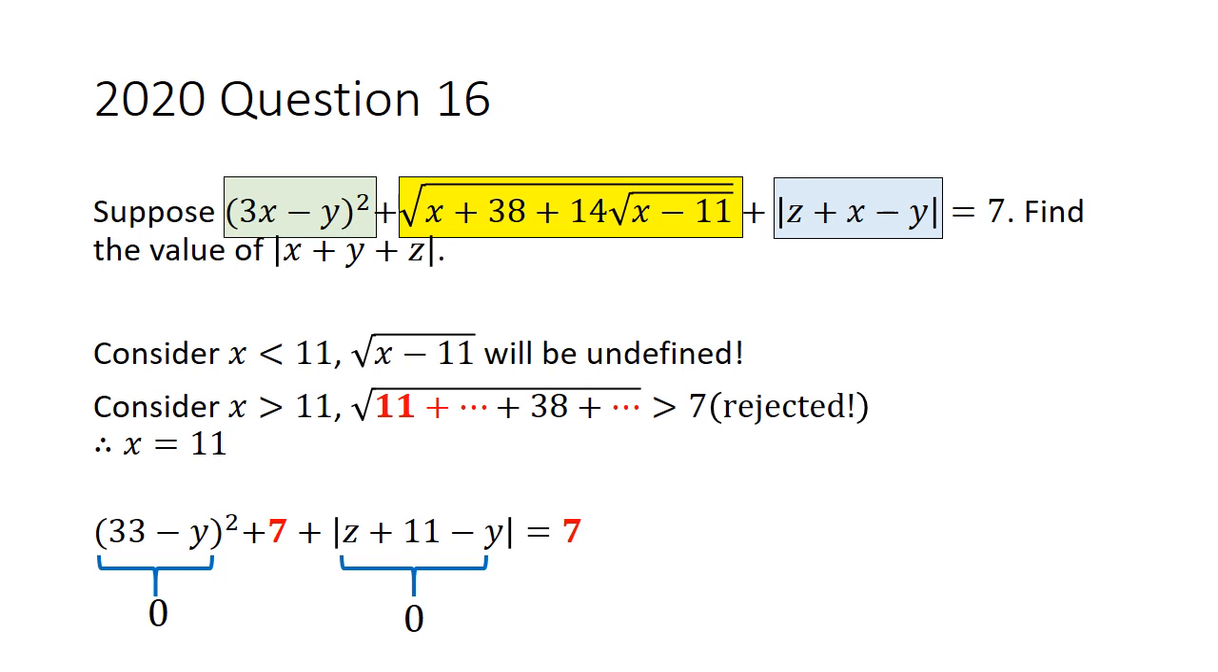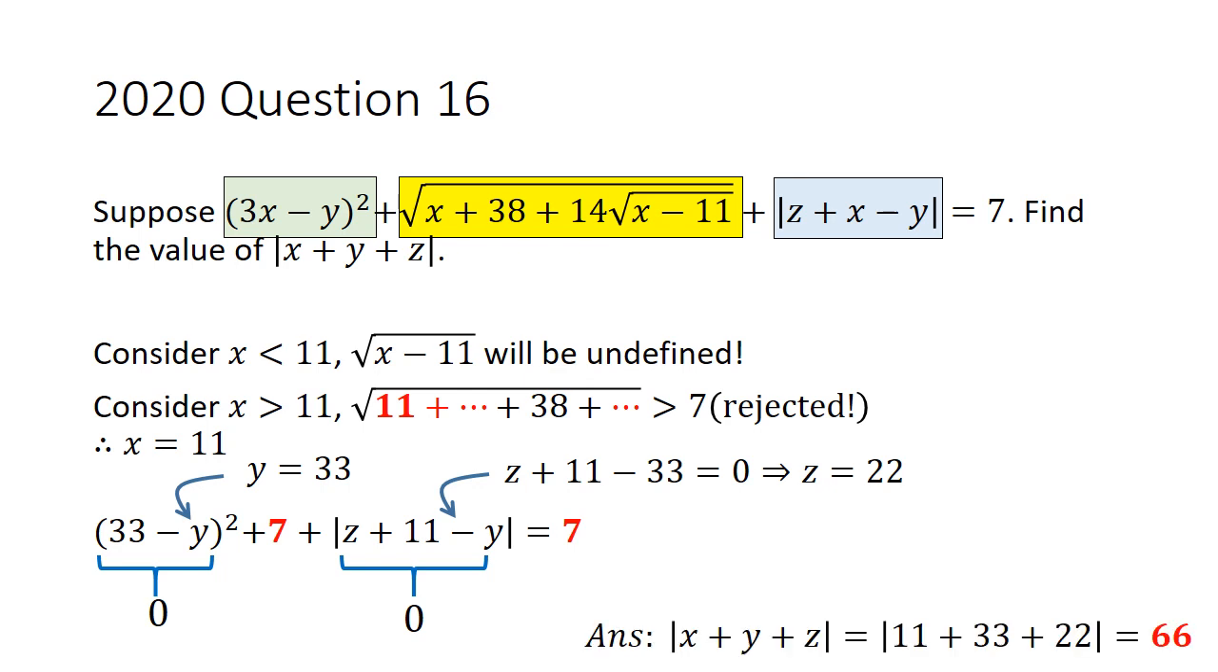So this is only possible if y is exactly equal to 33, and that will make z equal to 22 as well. So if we substitute this into the modulus of x + y + z, we will get the modulus of 11 + 33 + 22, which is exactly 66. And that's our final answer.